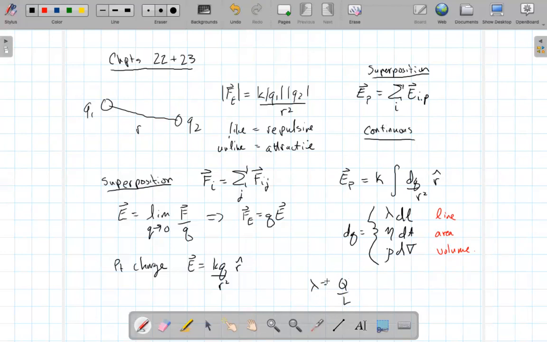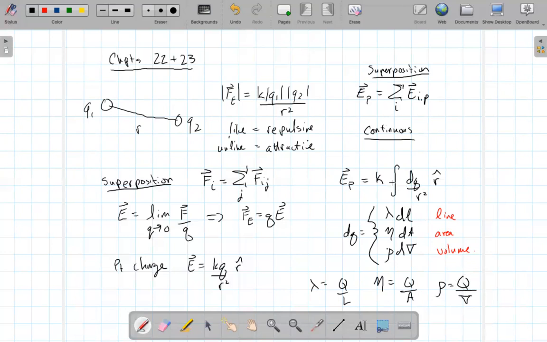Now, this is when it's equal to a constant. If it's not equal to a constant, it still has the same meaning. It's charge per unit length, but it's just not given this way. Eta is equal to the charge per unit area, again when it's constant. If it's not constant, it just has the same meaning, but it's not given in the same form. And then rho again is the charge density. So this is the charge per unit volume, again, when it's equal to a constant.